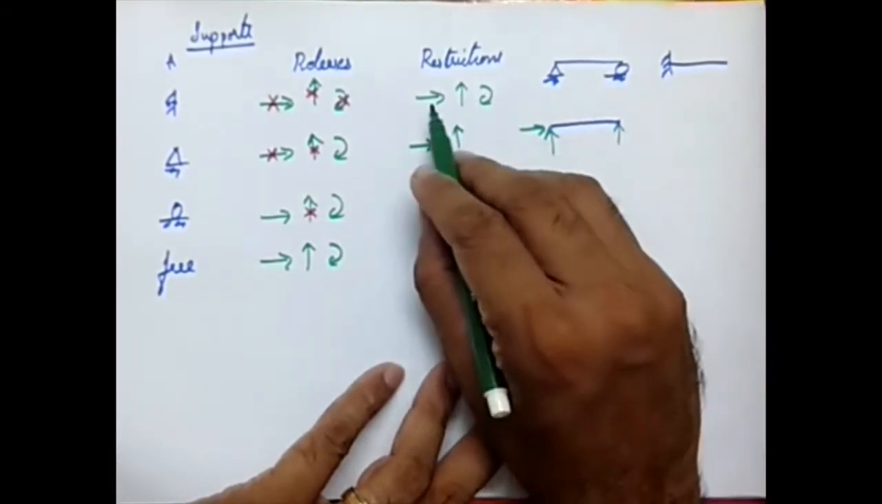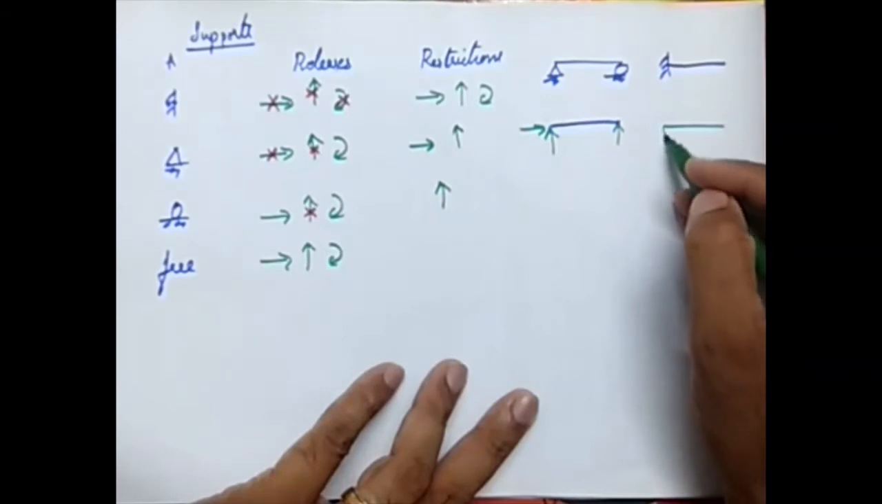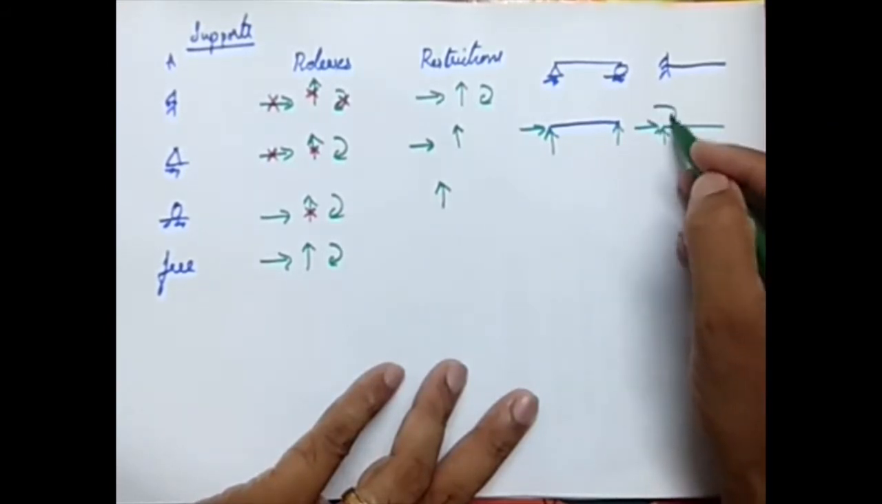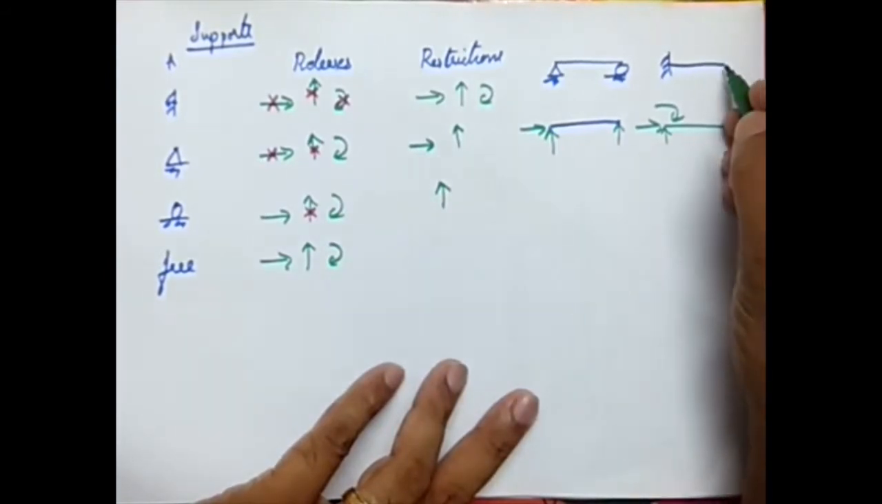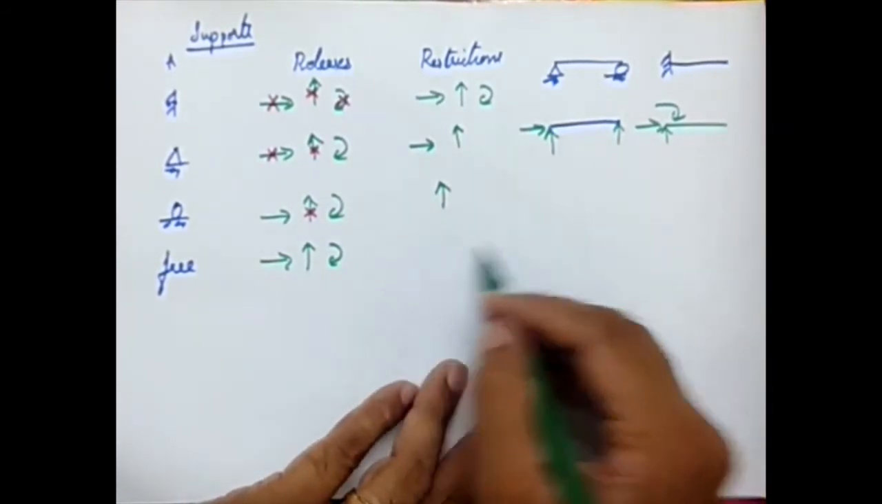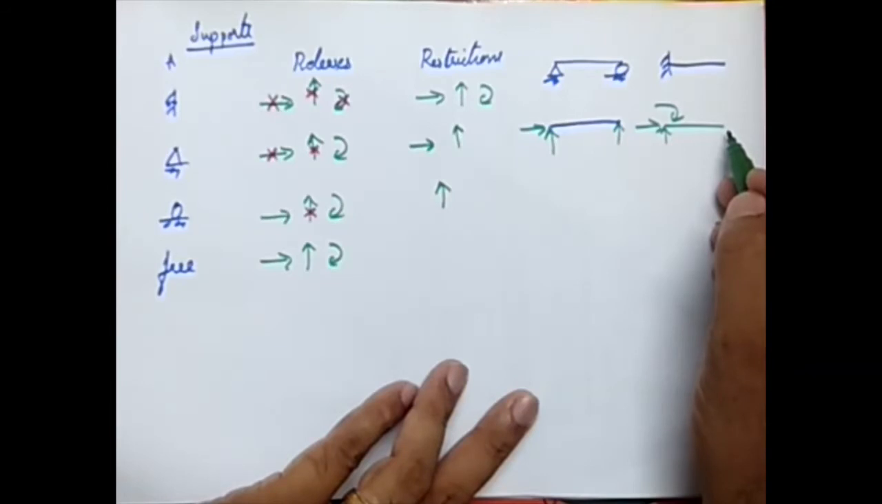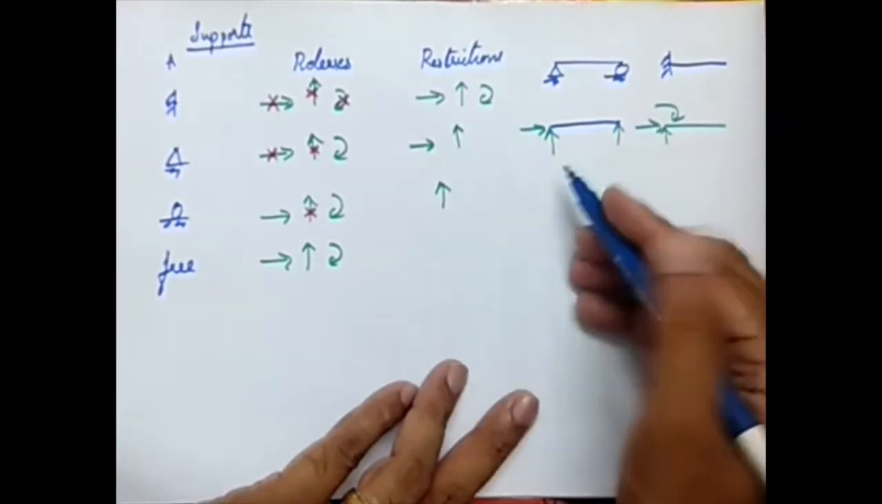In the fixed end, all these three are the restrictions, which means you are going to have three reactions. Okay, you'll be having three reactions here, and this is the free end, and in the free end there are no restrictions, hence no reaction.